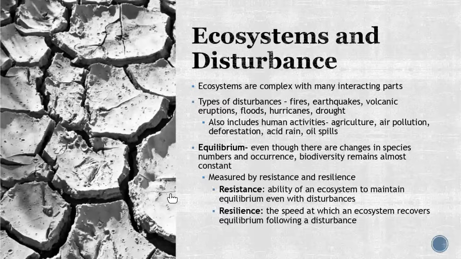Now, an ecosystem kind of has this equilibrium it likes to be at, where there are changes in species and numbers, but the diversity remains pretty much constant. You know, there's going to be a flux, a give and take, but you're still going to remain about the same biodiversity numbers. So we like to measure things by resistance and resilience. Now, resistance is how it can maintain equilibrium even with disturbances. So you want a high resistance. And resilience is the speed at which it recovers following that disturbance. So you want it to be able to recover pretty fast too.